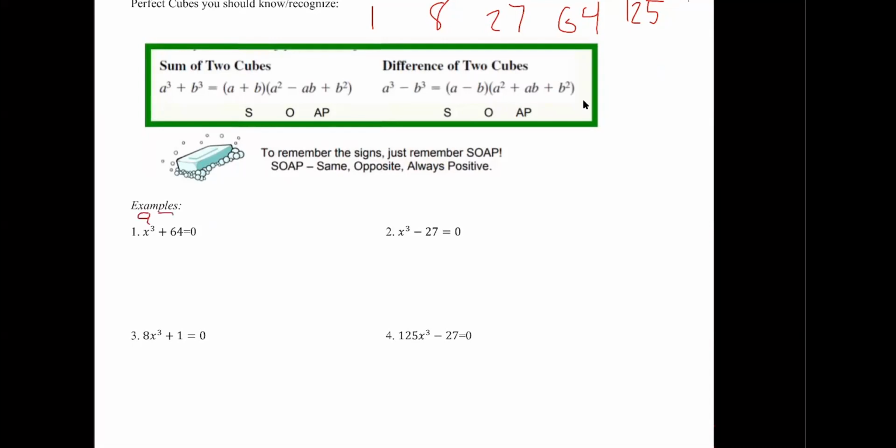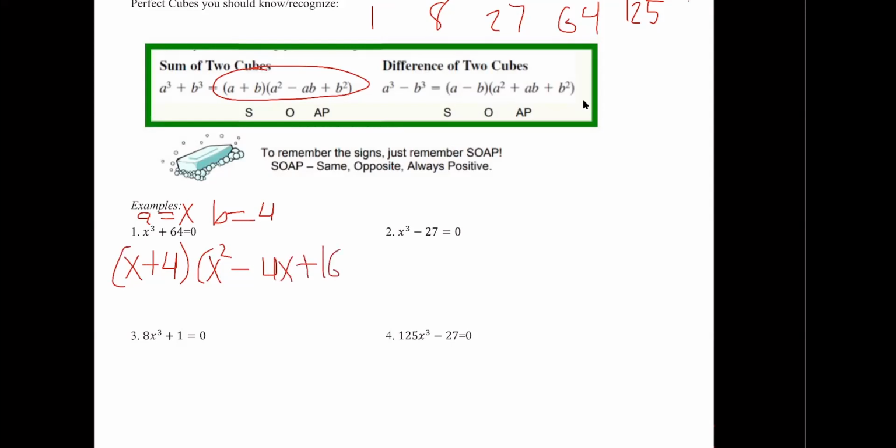All right, so basically with these problems, like in this problem, I have x cubed, so my a is x, and then 64, that's a perfect cube. My b would be 4 in this formula. This is a sum, so I'm going to be using this formula. So I would just have x plus 4, the same sign, and then x squared, the opposite sign, a times b, that would be 4x, and then plus b squared, that would be 4 squared, or 16.